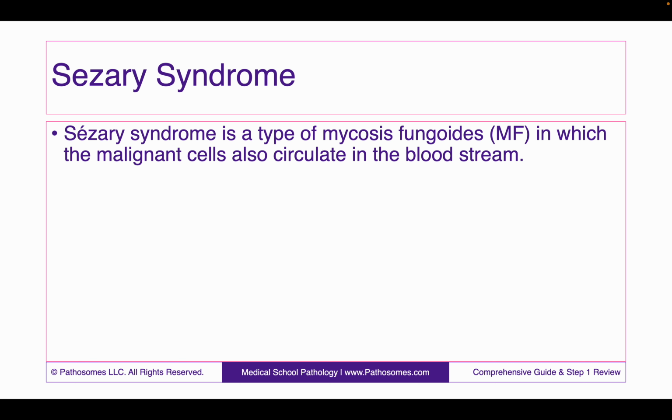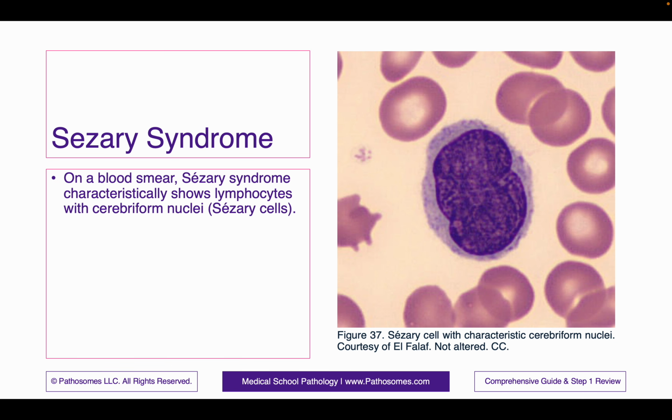Now, Sézary syndrome is a type of mycosis fungoides in which those malignant cells actually get into the circulation of the blood. Here on the right, we have a malignant cell known as a Sézary cell with the characteristic cerebriform or brain-like nuclei. Do you see those folds? So make sure that you can recognize the cell because it shows up. On a blood smear, Sézary syndrome characteristically shows lymphocytes with cerebriform nuclei, and those are called Sézary cells.